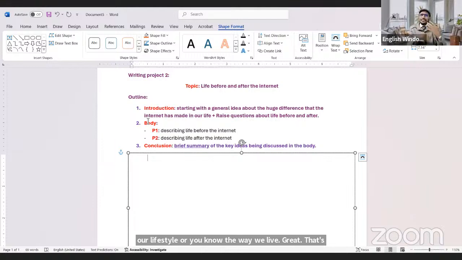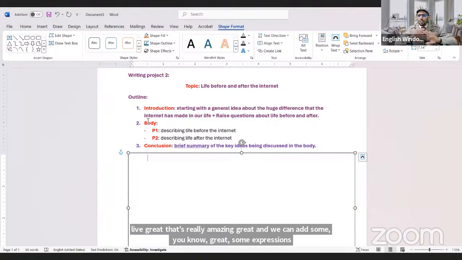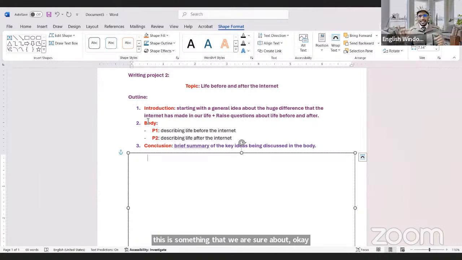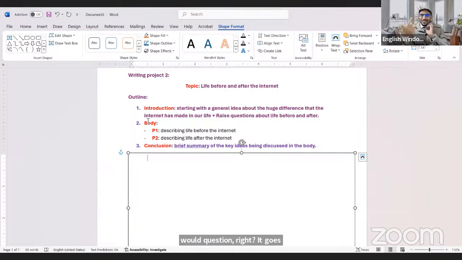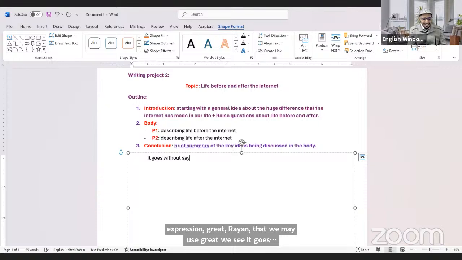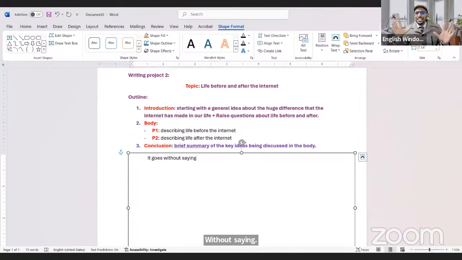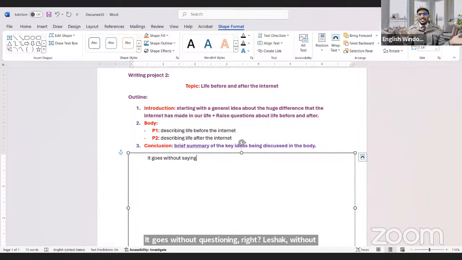And we can add some expressions. This is something that we are sure about, something that no one would question, right? هذه أمور لا شك فيها. There is a very nice expression that we may use. We say it goes without saying, right? It means it goes without questioning. لا شك, without doubt. لا شك أن الإنترنت has revolutionized our life, and so on.